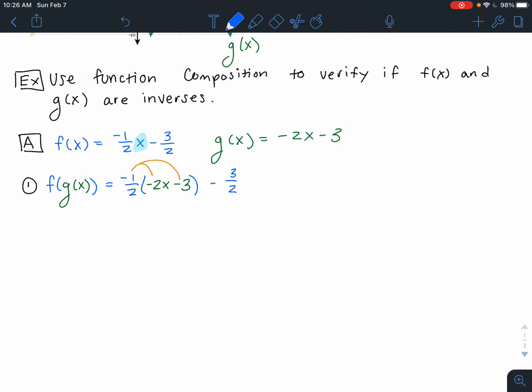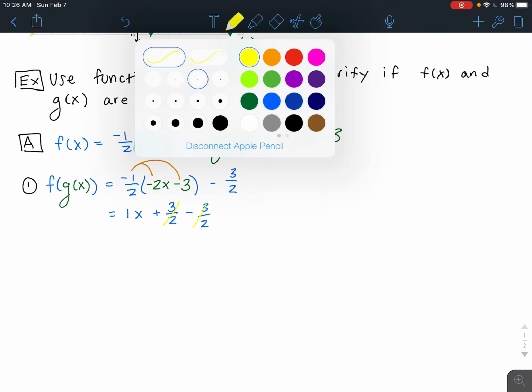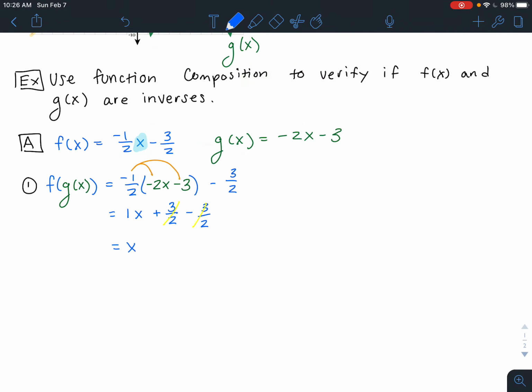So then the next step would be to distribute. Negative 1/2 times negative 2, well, that's going to make a positive, and 1/2 of 2 is 1, so I'm going to get 1x. And then negative 1/2 times negative 3 is positive, and that's going to be 3 over 2 minus 3 over 2. So these are going to cancel each other out, and we're going to be left with x. So f of g of x is equal to x. Okay, so this direction works.